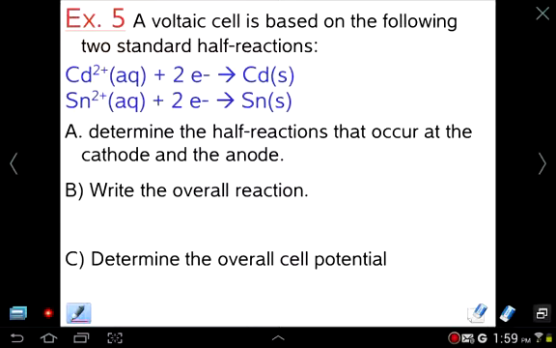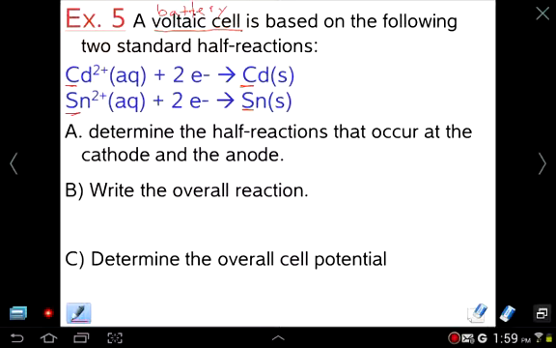And here it says we have a voltaic cell, or a battery. Remember, voltaic cell is really a fancy way of saying a battery, based on the following two half reactions. We have cadmium 2+ becoming cadmium, and then tin 2+ becoming tin. Now both of these are written as being reduced. Here it says, A, determine the half reaction that occurs at the cathode and that occurs at the anode. Write the overall reaction and determine the overall cell potential.